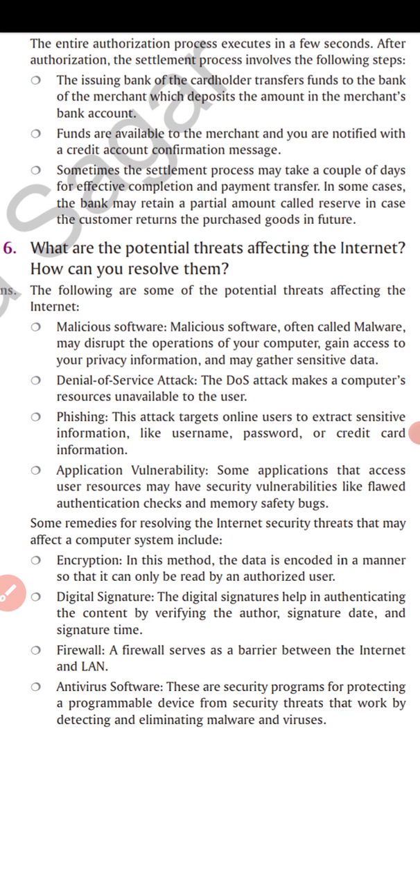The following are some of the potential threats affecting the internet: malicious software, denial of service attack, phishing, and application vulnerability. Some remedies for resolving internet security threats that may affect a computer system include encryption, digital signature, firewall, and antivirus software. By using these things, you can prevent the threats from affecting your computer.